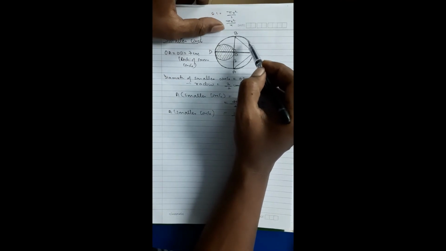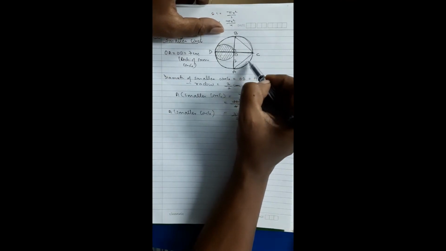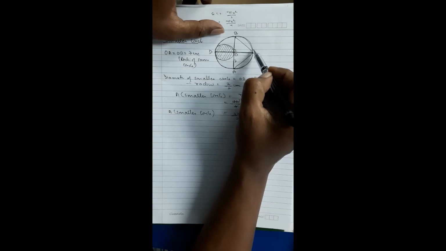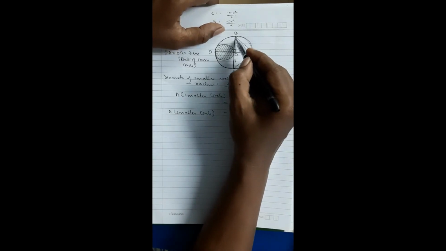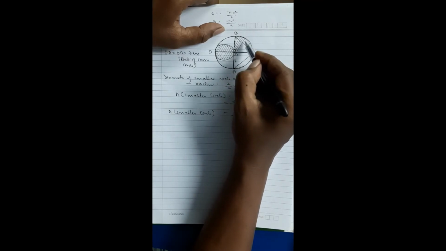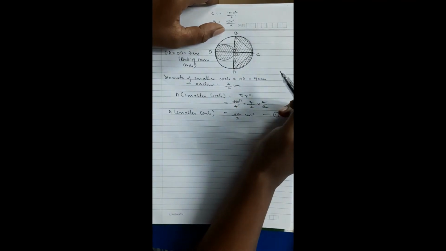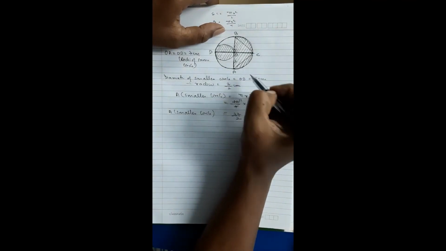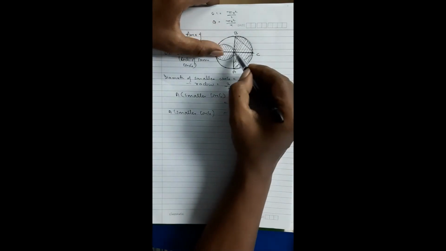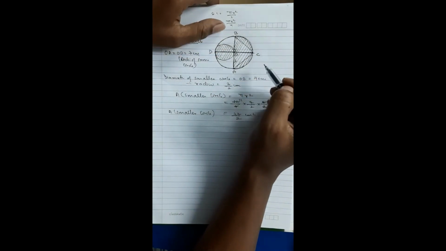Again going to the same thing, my dear students. Supposing I have to get this shaded region, what do I have to do first? Find the area of this semicircle. Finding the area of a semicircle is very easy. Half pi r square, where r is OA, 7 centimeter. Half pi r square will give me the area of the semicircle.